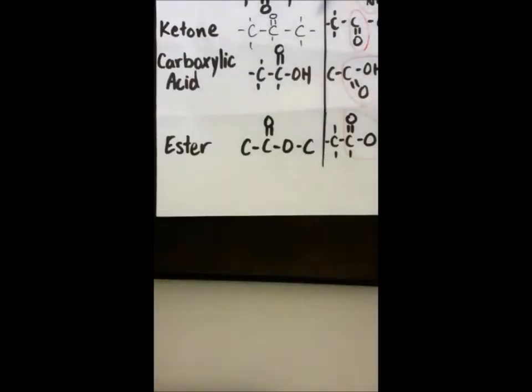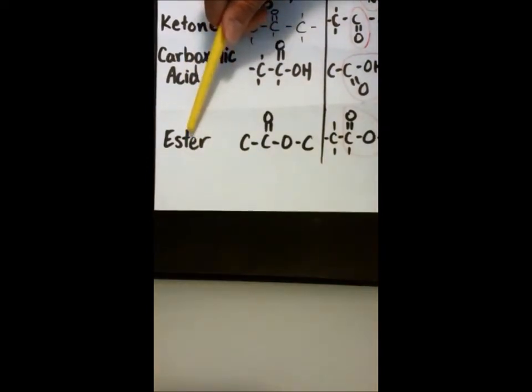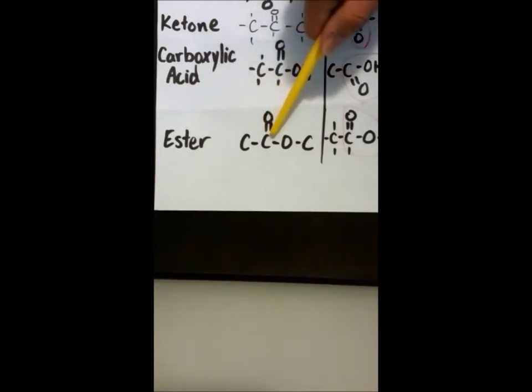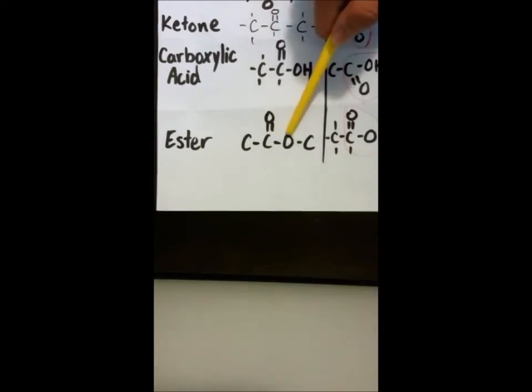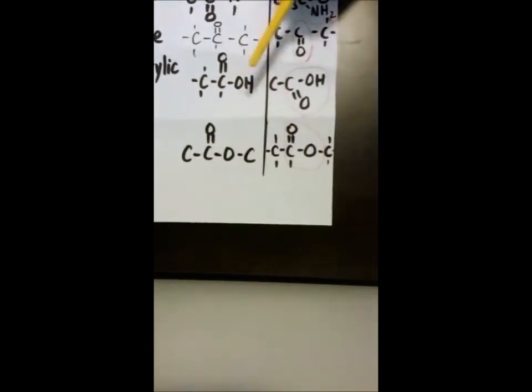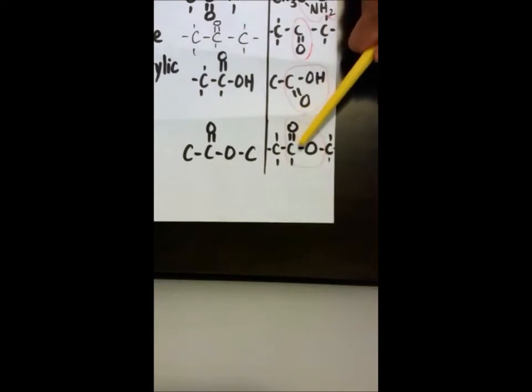The last functional group is ester. Ester is a chain where C has a single bond with O as an oxygen, and C has a double bond also with O, which is oxygen. So in this functional chain or group, you would circle this C carbon, double bond O, and single bond with O.